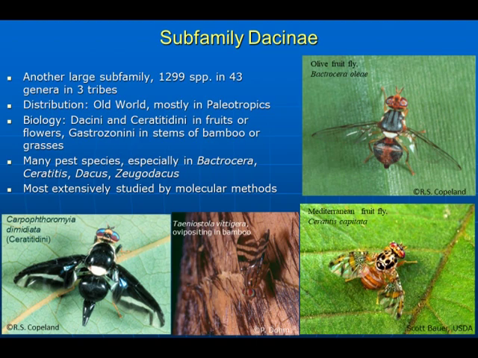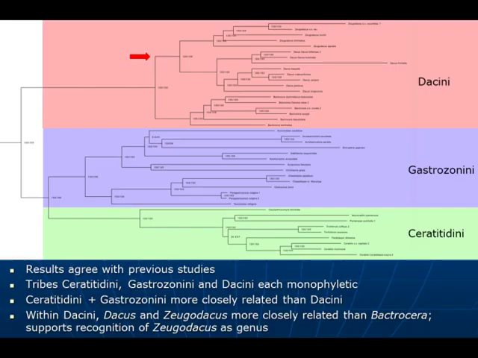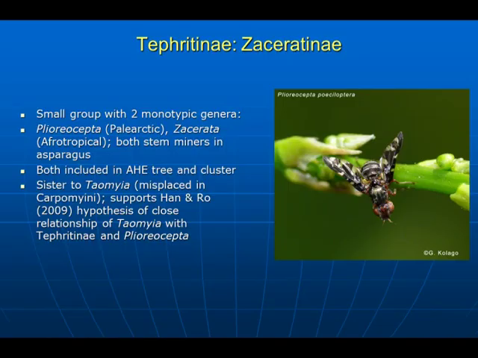Dacinae is another really big subfamily. They're mostly fruit feeders, although the Gastrozonini develop in bamboo or grasses. This is probably the most extensively studied by molecular methods, and our results are consistent with the previous studies. All three tribes are monophyletic, and Gastrozonini and Ceratidini are closely related.